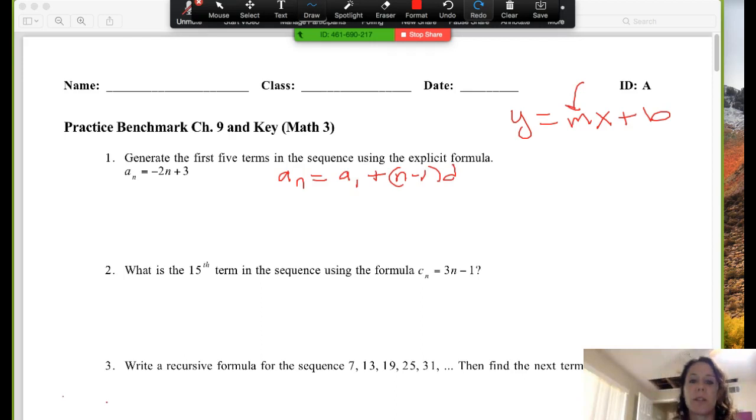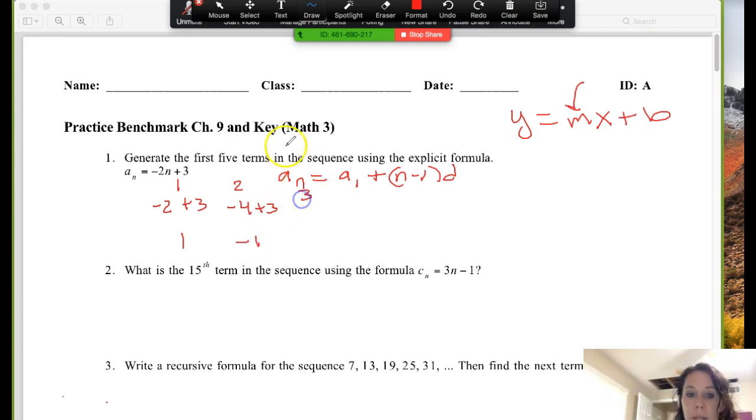All right, so let's generate the first 5 terms using this explicit formula. All that means I have to do is plug in 1, 2, 3, 4, and 5. So if I plug in 1 here, I'm going to go -2 times 1, which is -2, plus 3. So my first term will just be 1. Now my second term, I'm going to plug in 2 here. 2 times -2 is -4 plus 3, and I'm going to get -1.